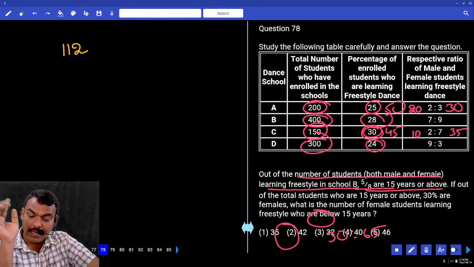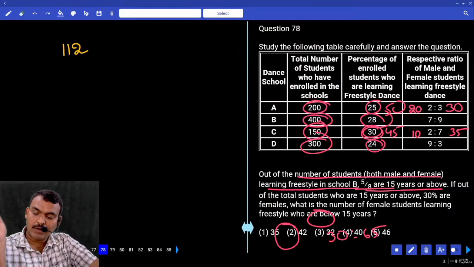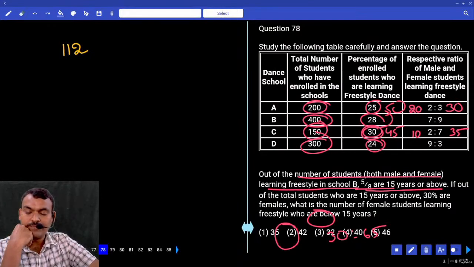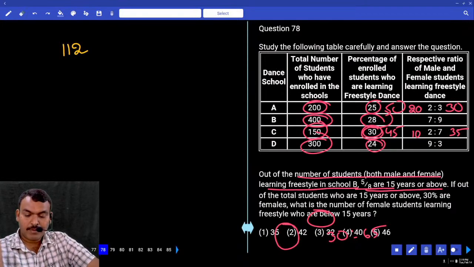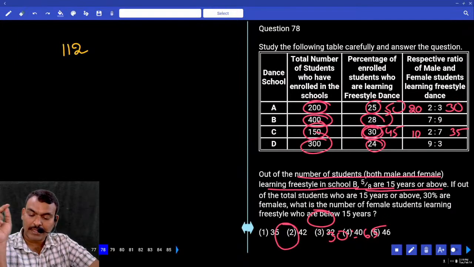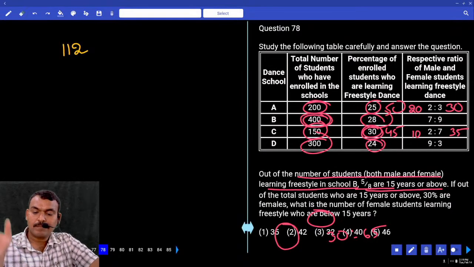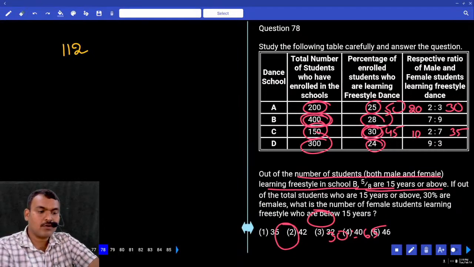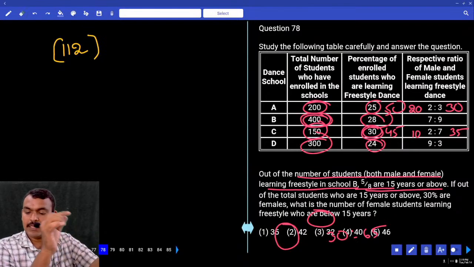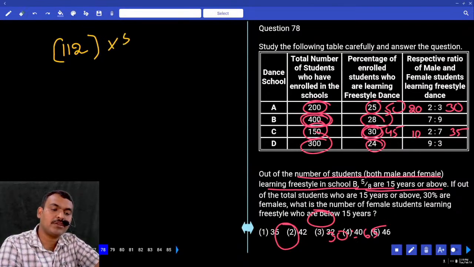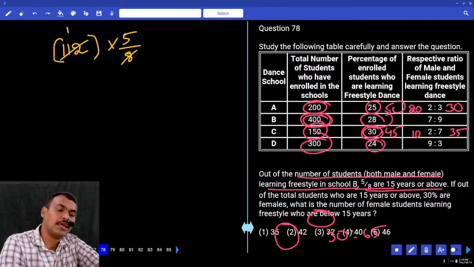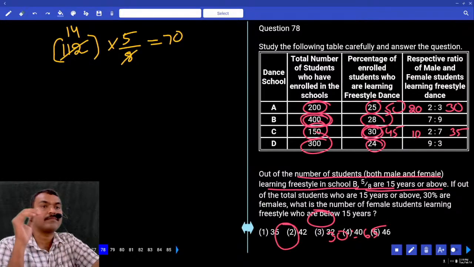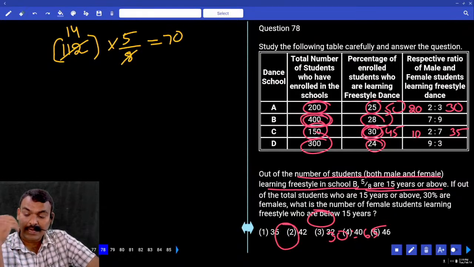15 years or above. Out of the total students who are 15 years or above, 30% are females or males? Females. What are the total students? 400. What is the total freestyle learning value? 112. In that, 5 by 8 means how much? 8 how many times? 14 times. 14 fives are how much? 70. 70 members are 15 years or above.